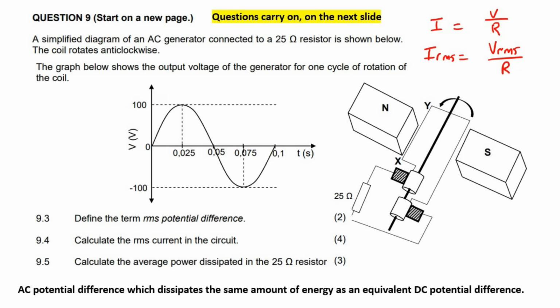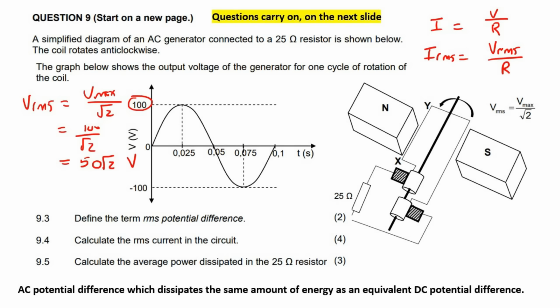Now, we know that the maximum voltage is 100. And so for that, we can use the formula on our formula sheet, which goes like this. So we can say that V_RMS is equal to V_max, which is this 100, over the square root of 2. So that's going to be 100 over the square root of 2, which I'm not going to round off, is 50 square root 2, and that's volts. So now we can use this formula up here again. So we can say that the I_RMS is equal to 50 square root 2 over the resistance value, which we said was 25. And so if we round off to 2 decimal places, we're going to get 2.83 amps.